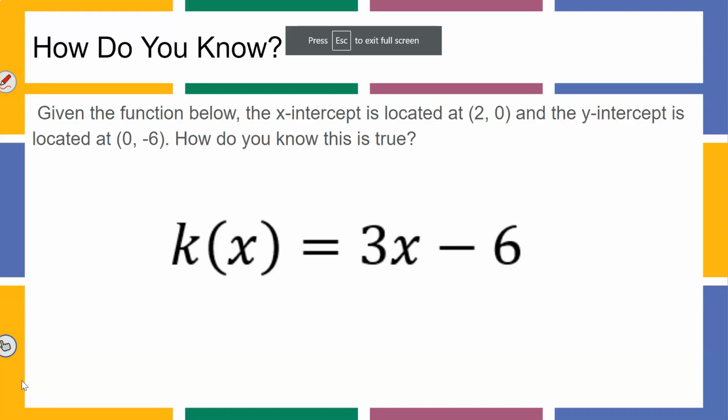You may need to take out your intercepts notes to figure out how to do this. You need to figure out how you know that, given this function, k of x is the same as f of x, which is the same as y equals 3x minus 6, that the x-intercept is located at (2, 0) and the y-intercept is located at (0, -6). How do you know this is true?